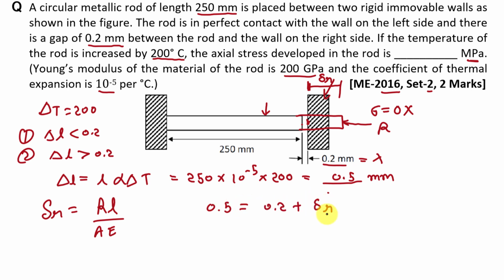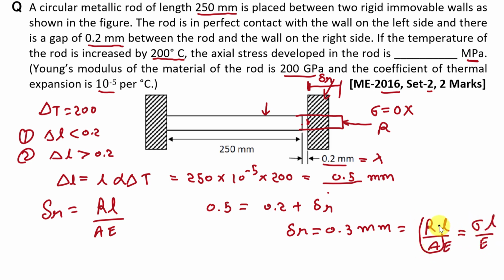Actually this value of deformation should be negative, right? Because here by this reaction the dimension of this rod is decreasing, but we are only taking magnitude here. So from here we can say that delta R is equal to 0.3 mm, right, and delta R is equal to RL by AE. Here R divided by A will be stress, so it is stress into L divided by E.